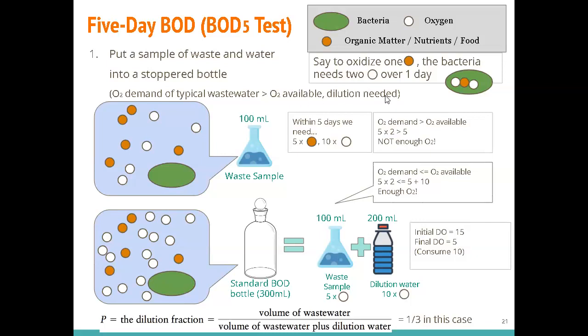And you need dilution, meaning that you need to add the available oxygen to your waste sample in here. So how do we do that? We add some clean water, which is the dilution water in here. So originally, let's say your waste sample is 100 milliliter and you add 200 milliliter, okay? And in total, you will get 300 milliliter. And then you add a bunch more dissolved oxygen just because you add some dilution water, okay?